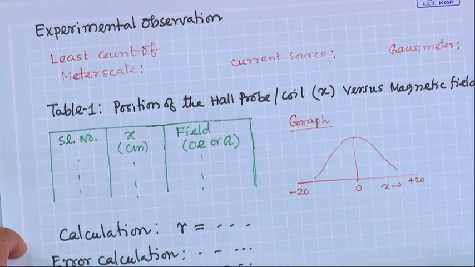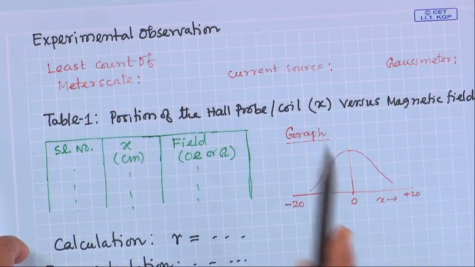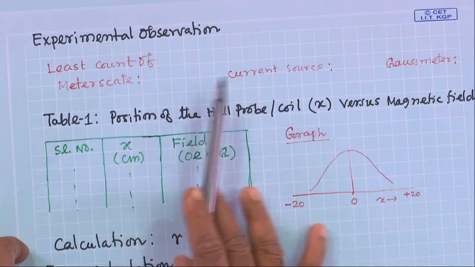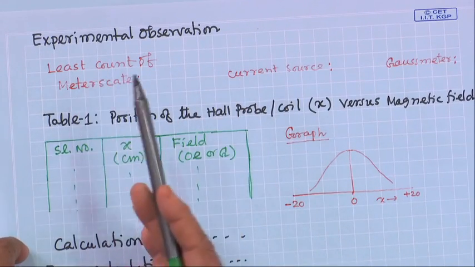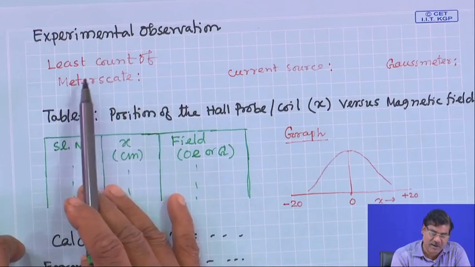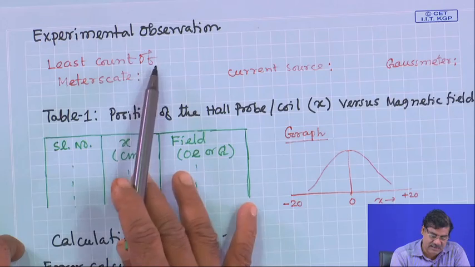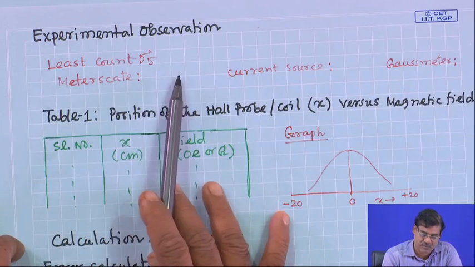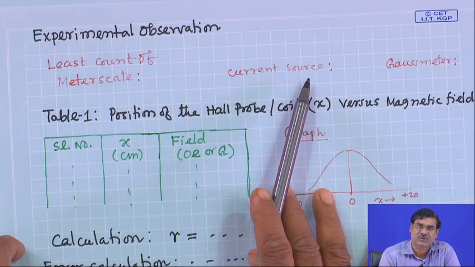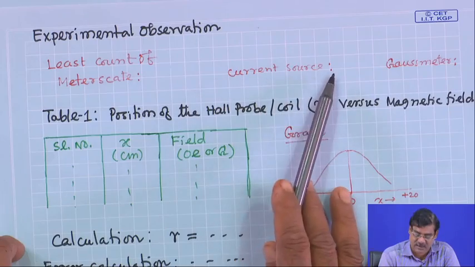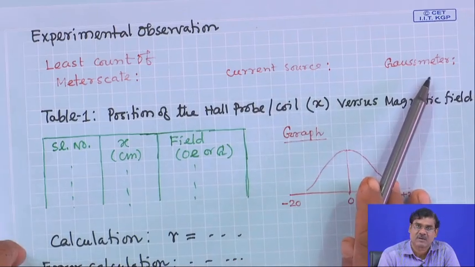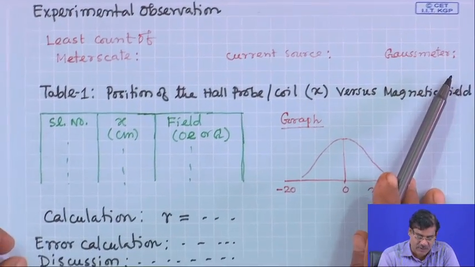In the next class we will demonstrate this experiment in our laboratory, and there you have to note down the experimental observations. First, as I always tell you, you have to find out the least count of your apparatus. That is, the least count of the meter scale, the least count of the current source, and the least count of the Gauss meter. You have to note that down.